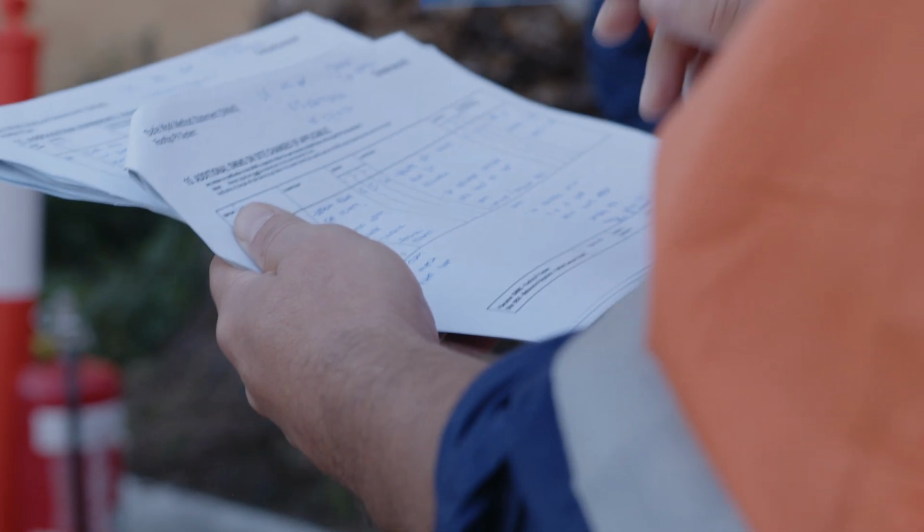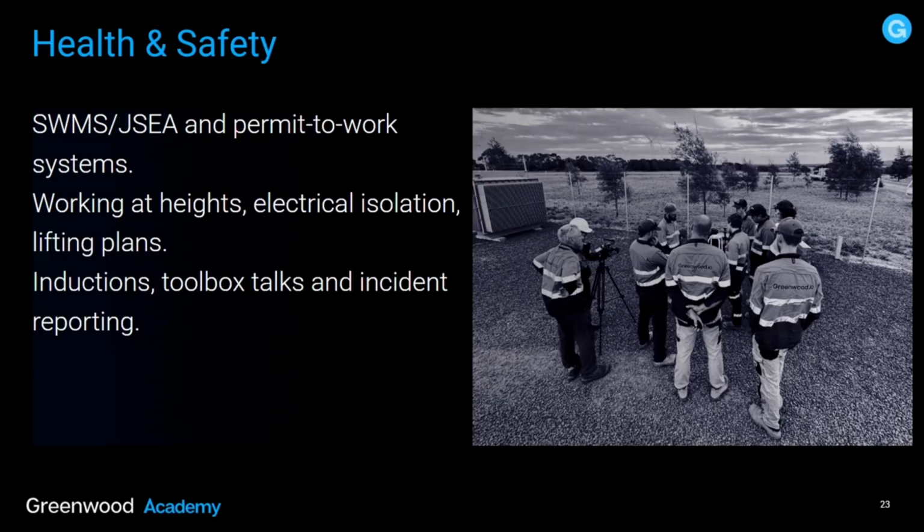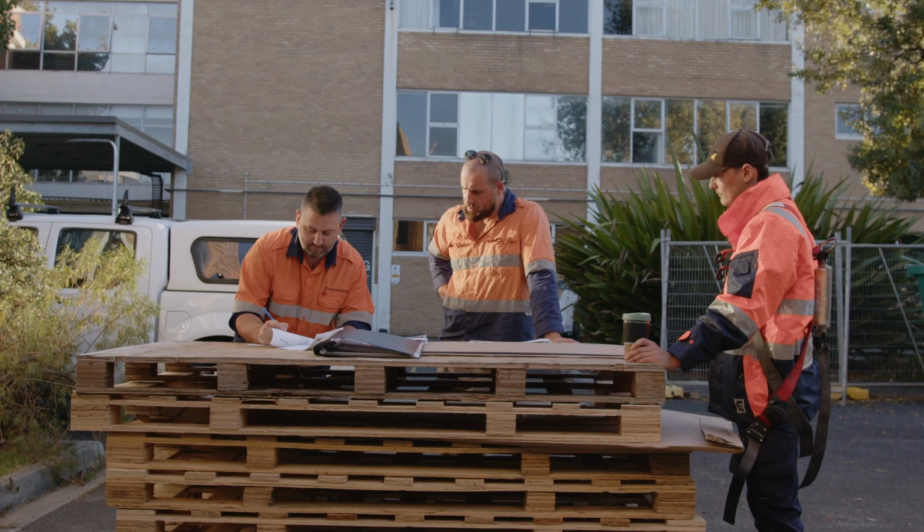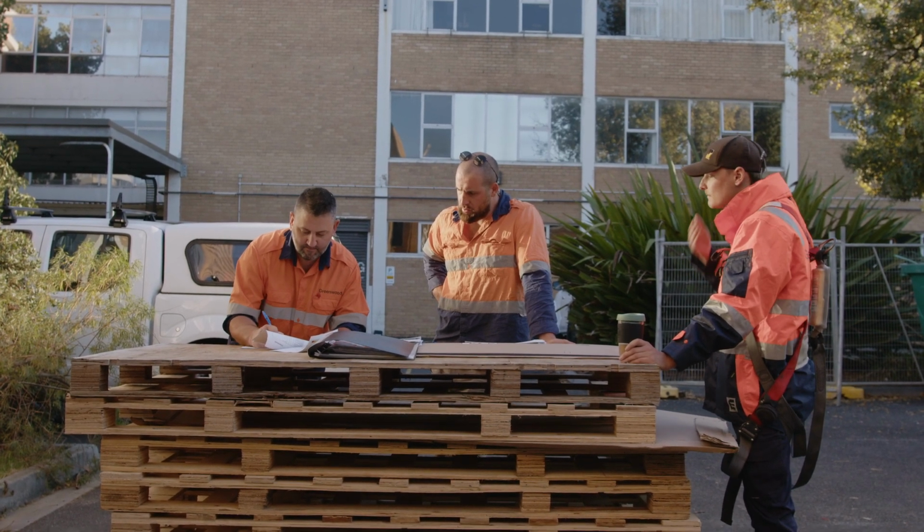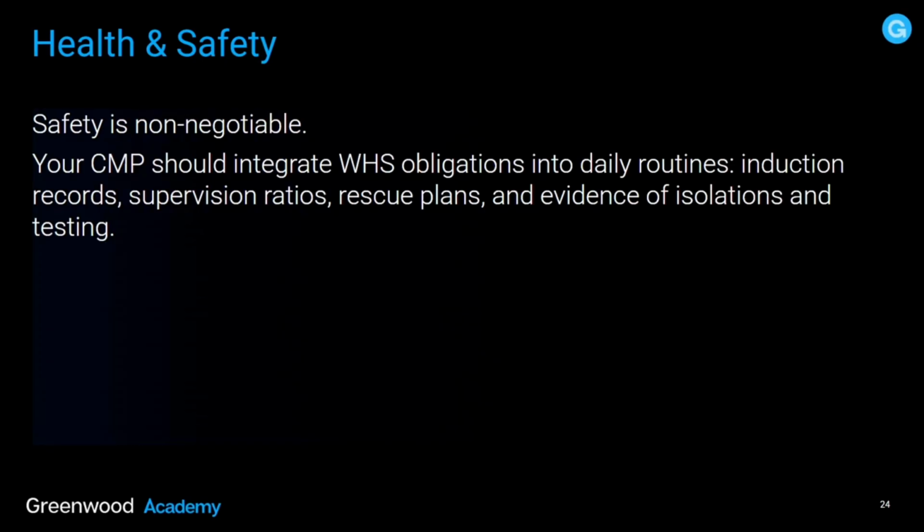Health and safety, absolutely incredibly important. You're talking about JSEAs and SWIMs and other workplace practices. You must have those documented and it must be part of your CMP. So SWIMs, JSEAs and permit to work systems, working at heights, electrical isolation, lifting plans, inductions, toolbox talks and incident reporting. Safety is non-negotiable, and that is a given on all construction sites, whether they're solar or not.